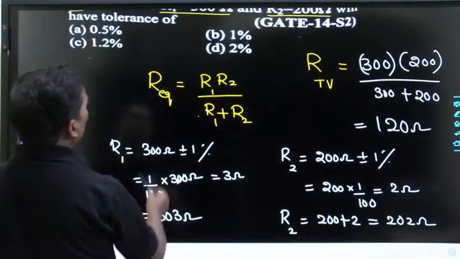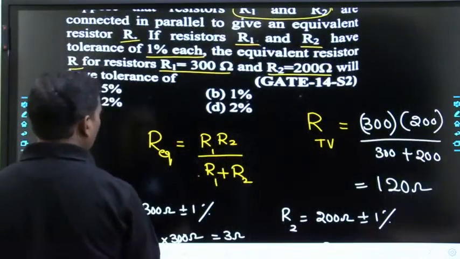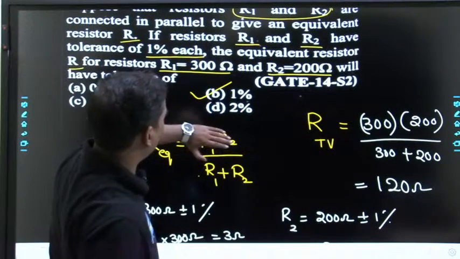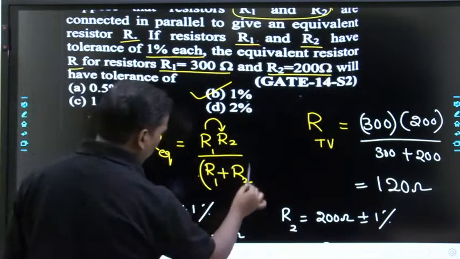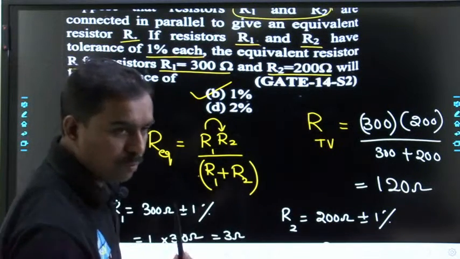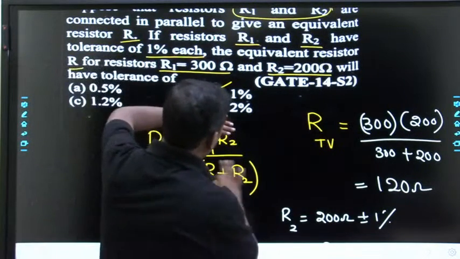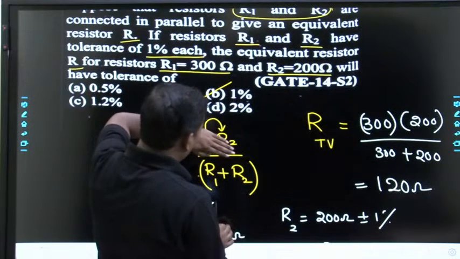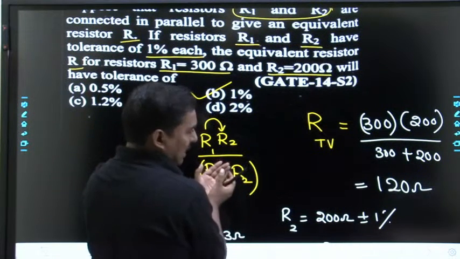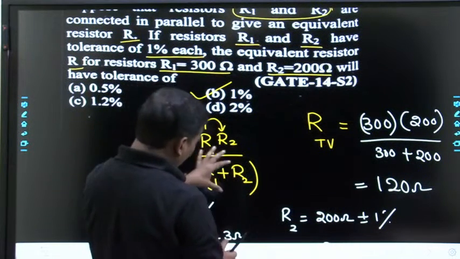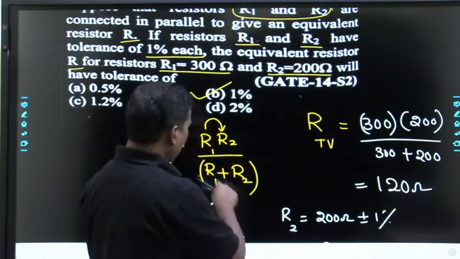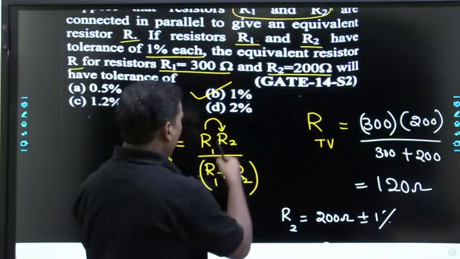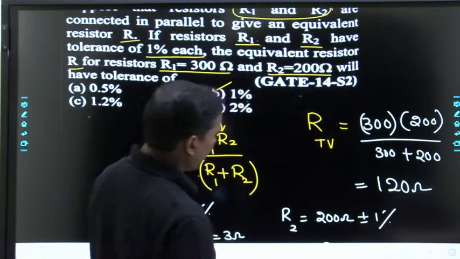Some people will be doing like this. By taking R1 R2, their percentage errors can be added. R1 plus R2, their absolute errors can be added. But remember, these two are not the same quantities. R1 R2 is different. R1 plus R2 as an entity is different from R1 R2. It is not a single term. So you cannot take here the percentage errors to be added.